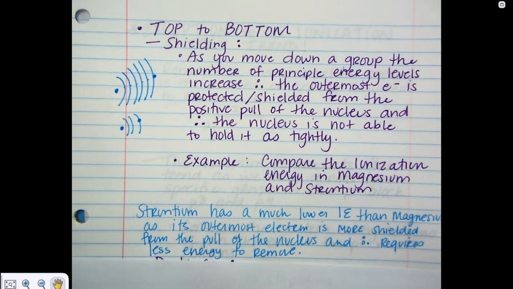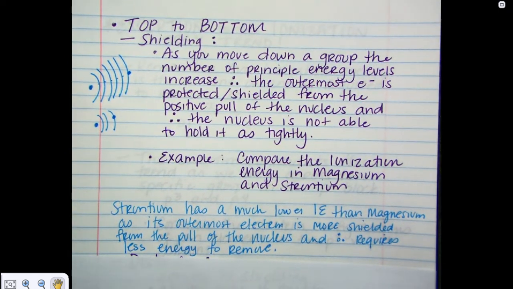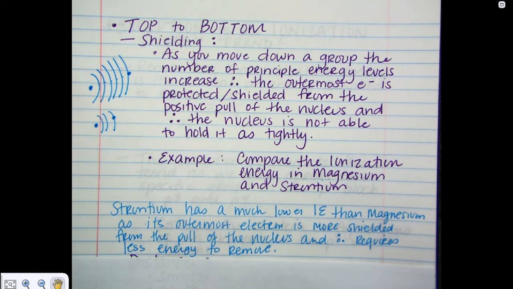If I wanted to take this from the magnesium angle, I would just reverse all of those things. So I would say magnesium has a higher ionization energy because its outermost electron is less shielded. Therefore, the nucleus can hold it tighter. Therefore, it's going to require more energy to remove.